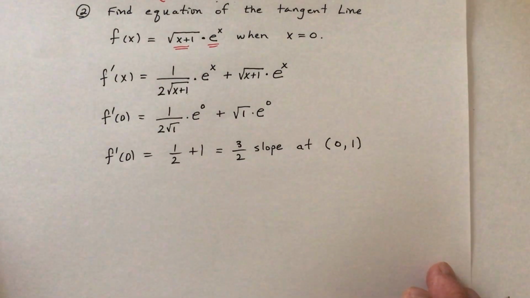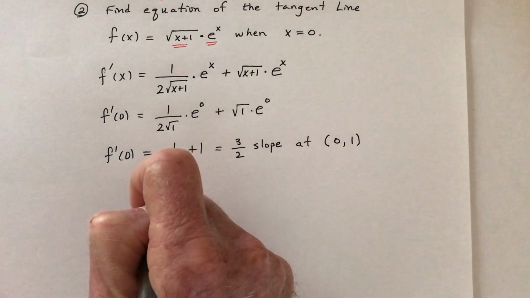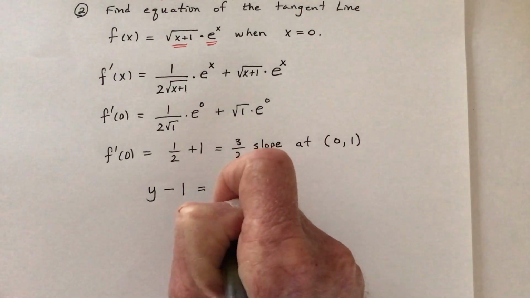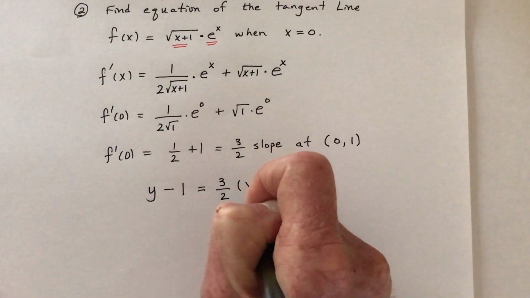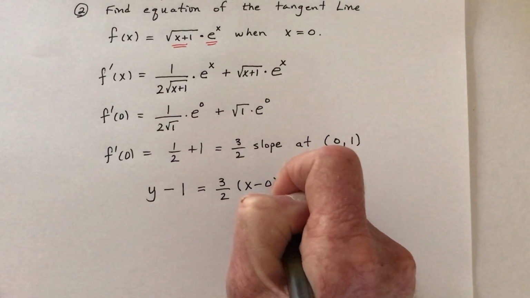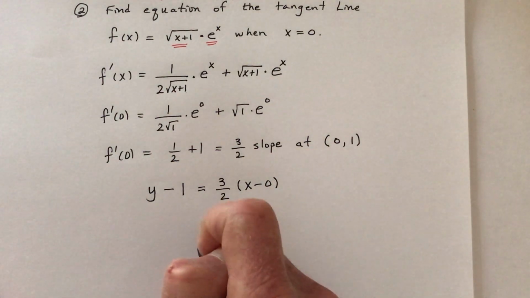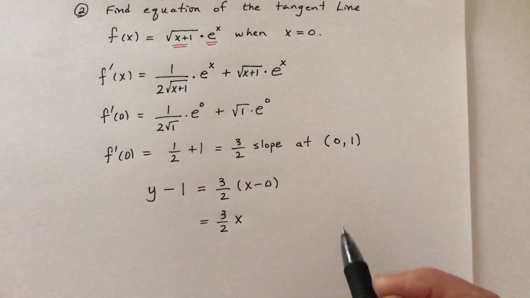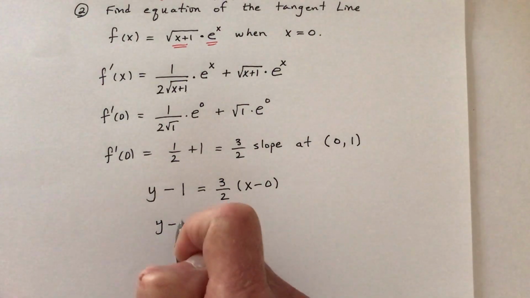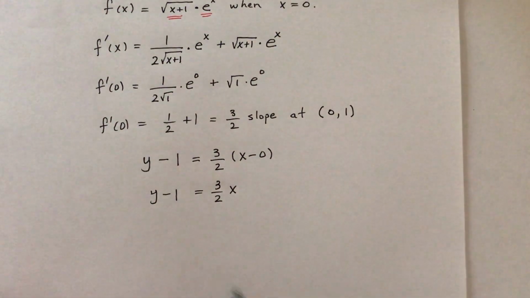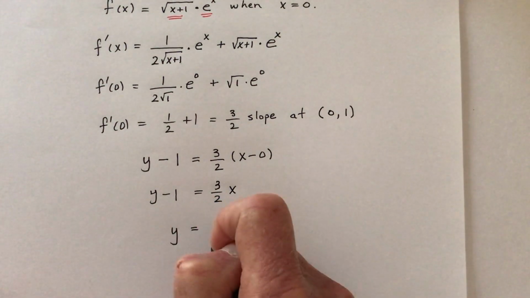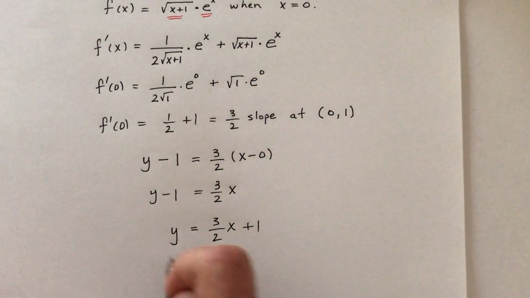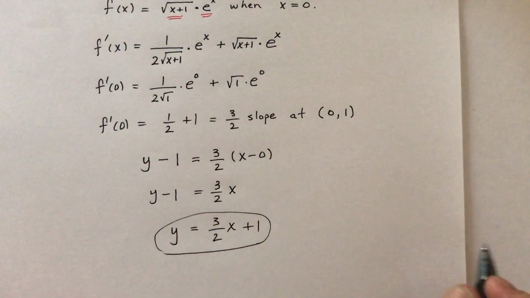All right, now just use the point slope formula. So y minus the y value of 1 equals the slope times x minus the x value of 0. So that means that the right side is just 3/2 times x. And to finish it, all I need to do is add 1 to both sides. So if you add 1 to both sides, this is the equation of the tangent line.